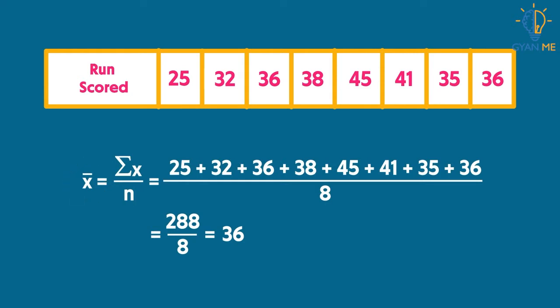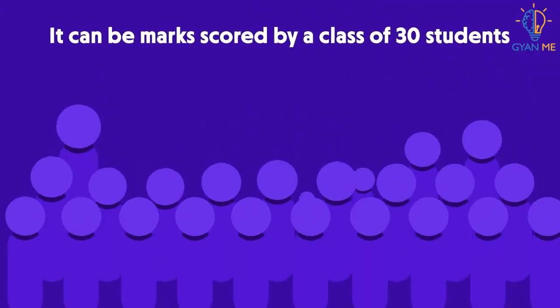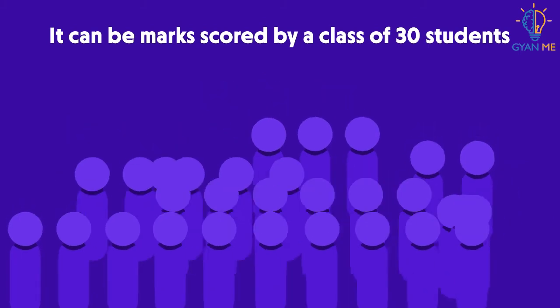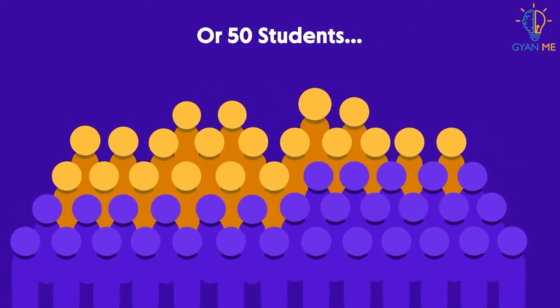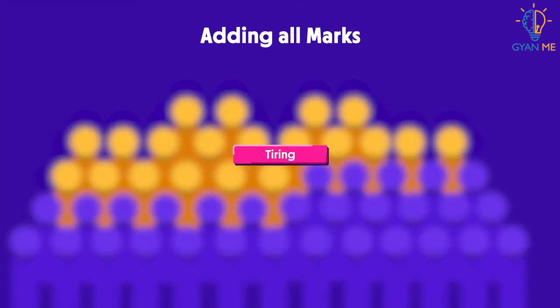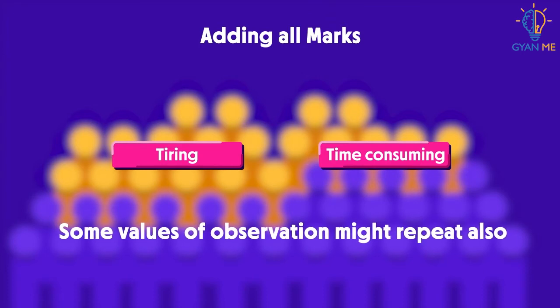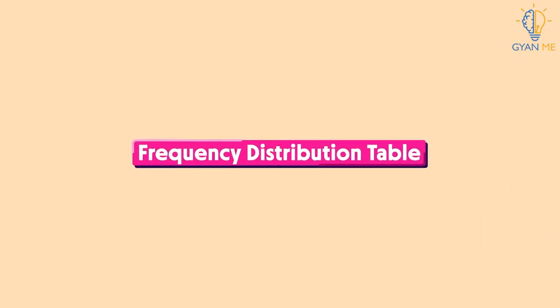But sometimes data might not just be about 8 matches. It can be marks scored by 30 students or 50 students. In this case, adding all marks may become tiring and time-consuming. And some of the values of observations might be repeated also. In such cases, we can arrange data in a frequency distribution table to reduce the time and labor.